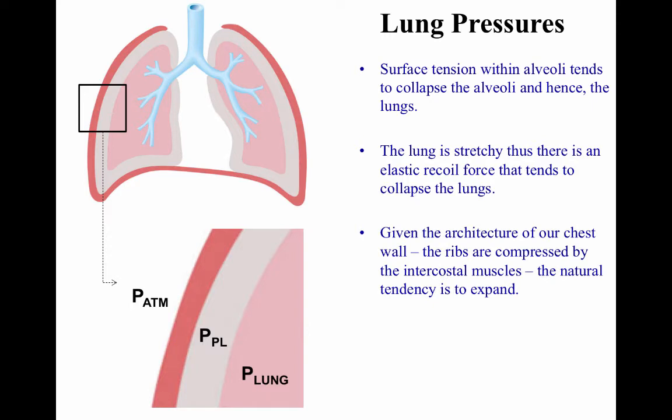If we think about the architecture of our chest wall, the ribs are compressed by the intercostal muscles. The natural tendency is to expand. And so in the end, what we see is that the pressure of the pleura is less than the pressure of the lungs, which is approximately atmospheric pressure. So our variance here in expansion and contraction of the lungs is going to allow for inflow or outflow of air, depending on that pressure relationship. But the pleura always remain negative in pressure related to whatever the pulmonary pressure is in the lungs.